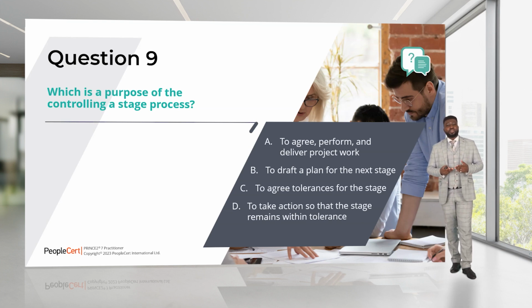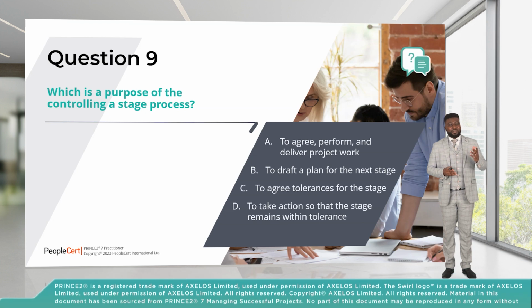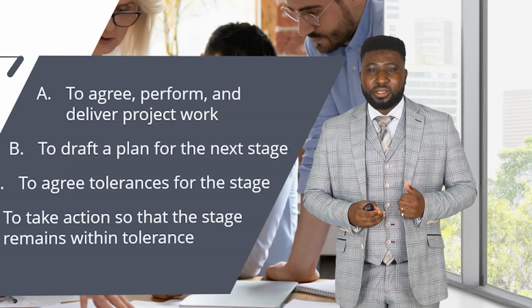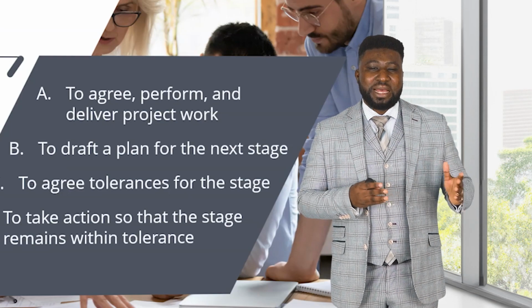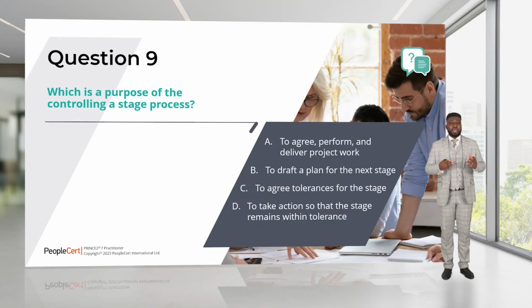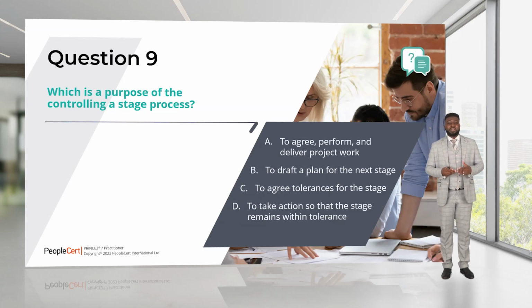B says to draft a plan for the next stage. We know that one of the key elements of managing stage boundary is the following. In your managing stage boundary, you will do this. You'll write your end stage report to inform the board about what has happened in that stage so far. You will also update your plan so that the board can understand how the project looks at present. And finally, you will write your next stage plan to tell the board, if you were to authorize this project, this is what we're going to do next. So therefore, B is not correct because we draft a plan for the next stage while we're in managing stage boundary.